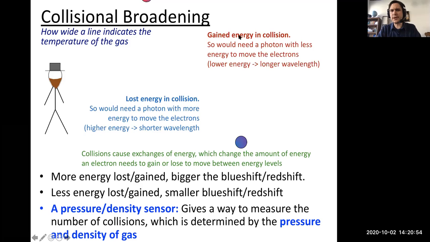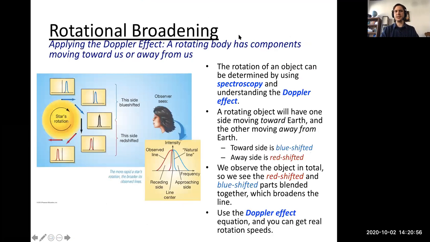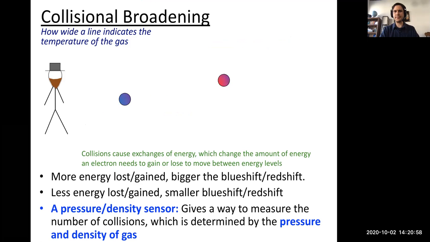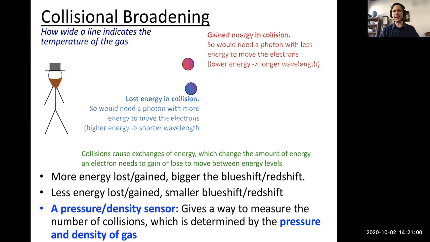And vice versa for the other one. This one gained energy in the collision. So the collision itself gave the electron a little bit of energy, and here comes a photon, and it can have slightly less energy because the electron already gained some energy from the collision. So it can accept a photon with a little less energy to make that transition from, say, the ground state to the first excited state.